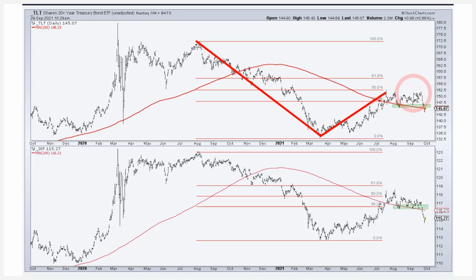And then you can see stalling out there and breaking down. So that to me tells me that the TLT is going to move lower. And there you can see the 7 to 10-year Treasury bond already moving lower.